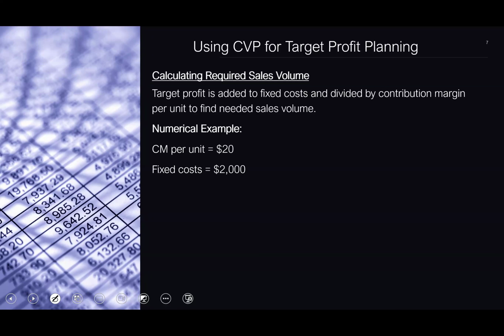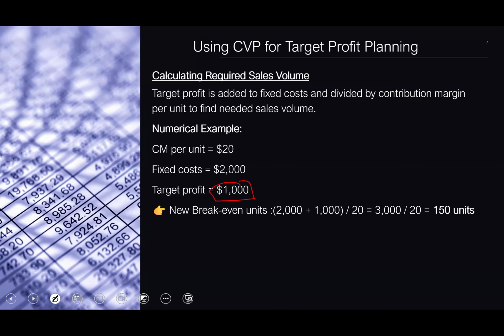Once again, I have my basic numbers, but this time I added this. Suppose my contribution margin and fixed costs are the same, but this time, instead of earning a zero profit, I want to earn a target profit of $1,000. What should I do?